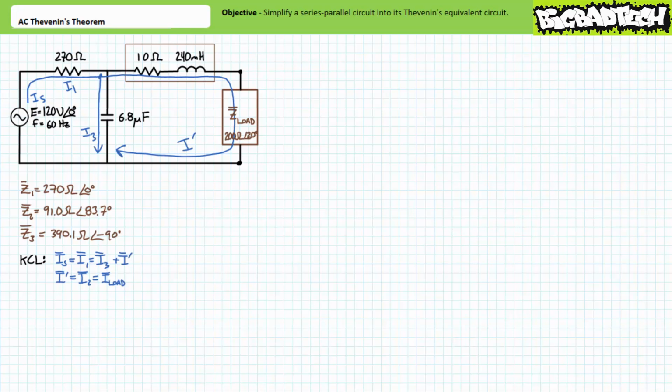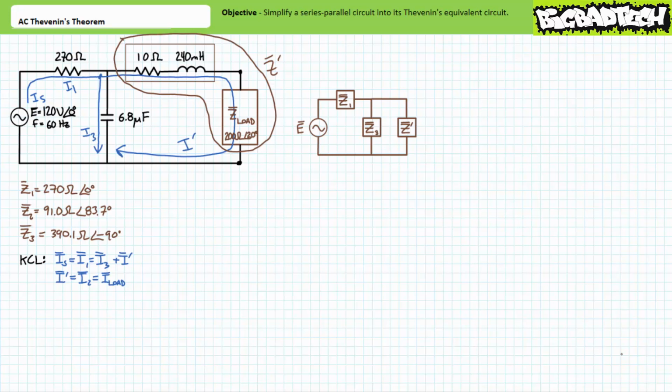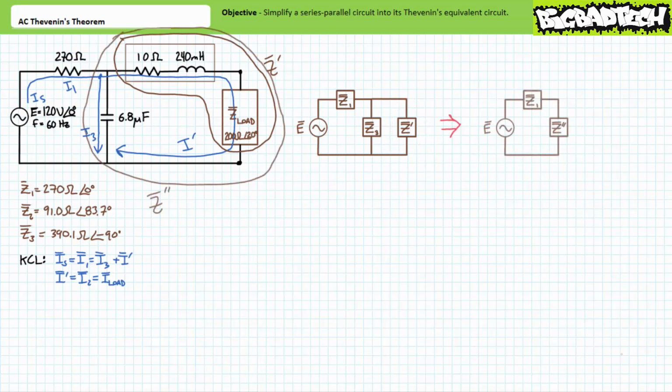Our Kirchhoff's current law equations demonstrate that source current equals current through impedance element 1, which equals the summation of I3 plus I single prime, where I single prime equals I2 equals I load. This KCL analysis implies that impedance element Z2 is in series with our load impedance Z load, a simplification I'm calling Z single prime. This additionally implies that combined impedance Z single prime is in parallel with impedance element Z3, a simplification I'm calling Z double prime. Our load impedance Z load is internal to Z single prime, which is in turn internal to Z double prime.